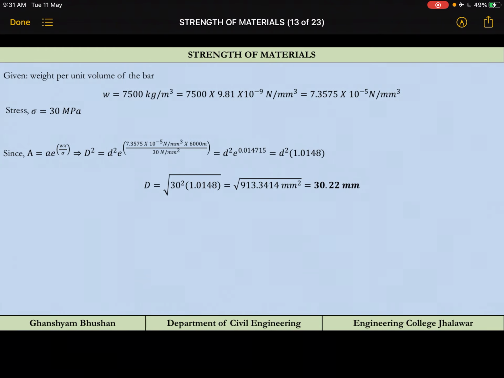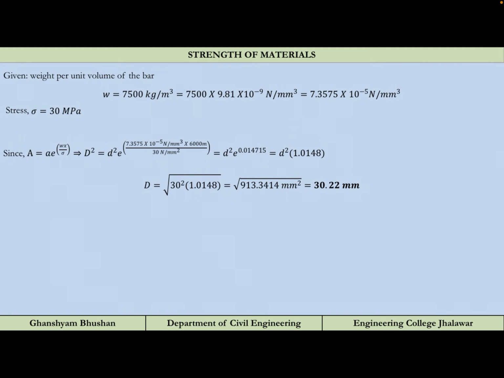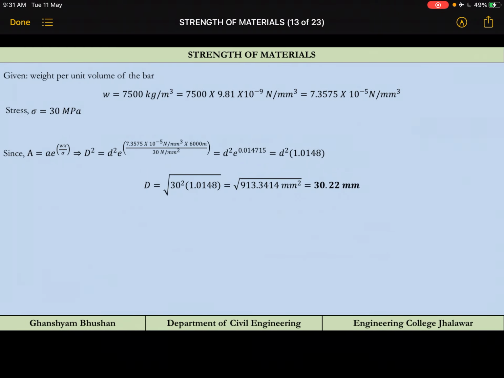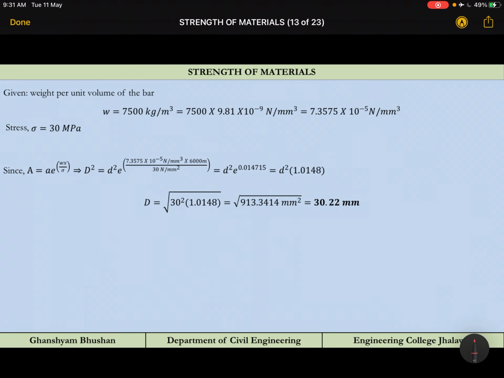Now we have the formula. We can just put the values here. We need to determine the diameter. Okay, x is given as 6, this is not meter, sorry, this is mm. Put all the values. So area is pi by 4 D square, so pi by 4 on both sides we have cancelled, so D square is small d square times e raised to power w x by sigma. After calculation you will get 30.22 mm.